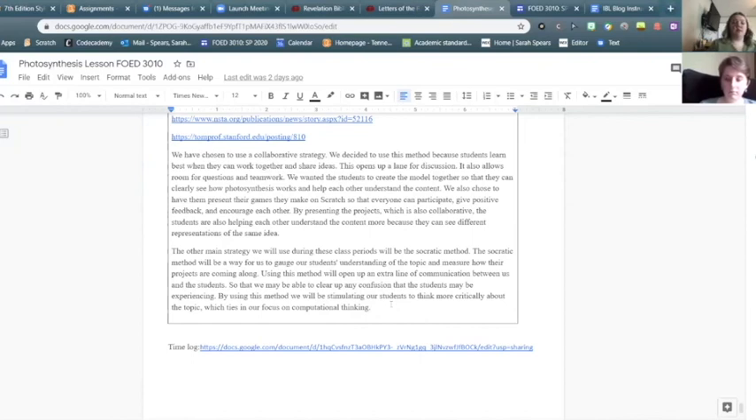By using this method, we'll be stimulating our students to think more critically about the topic, which ties in our focus on computational thinking so that they'll be thinking deeper and furthering their understanding. That's the Socratic method. Helps people stay engaged in the topic at hand. So that's why we really want to implement that into our classrooms. I think it'll be very good for us to see how our students are doing and how they're coming along.